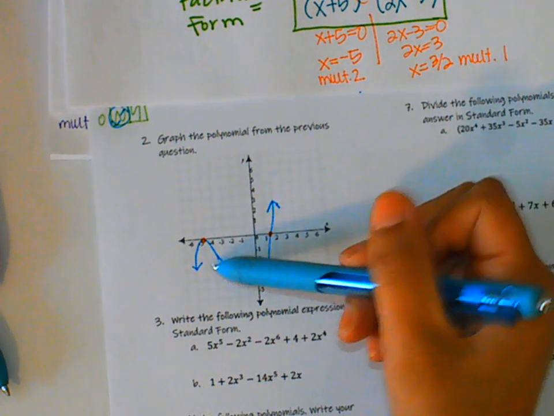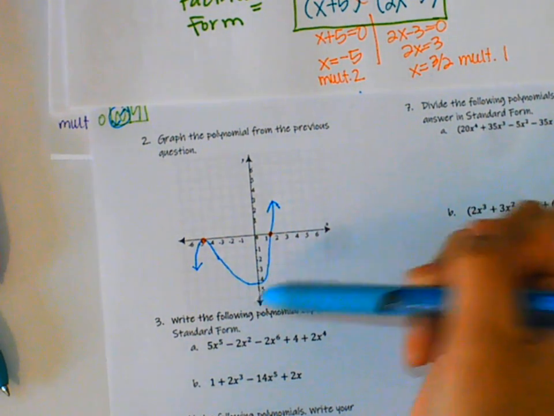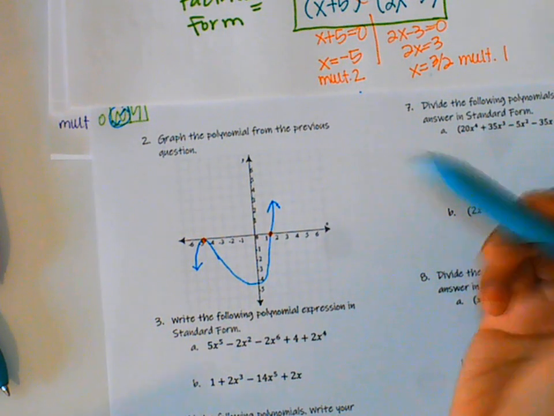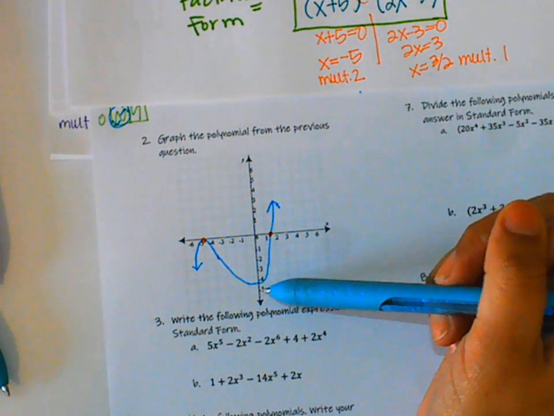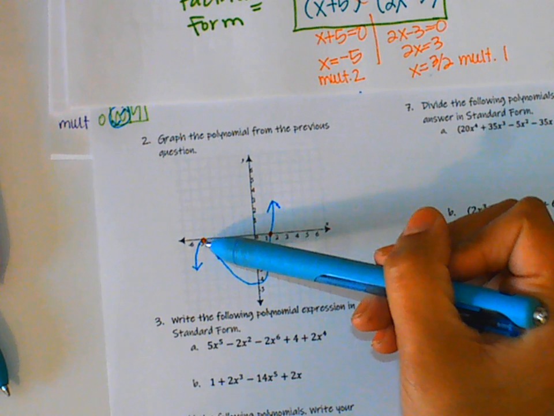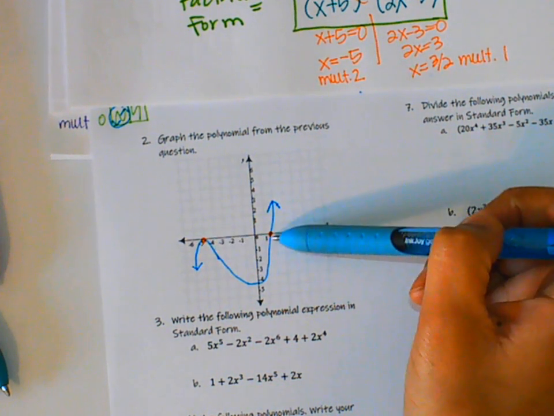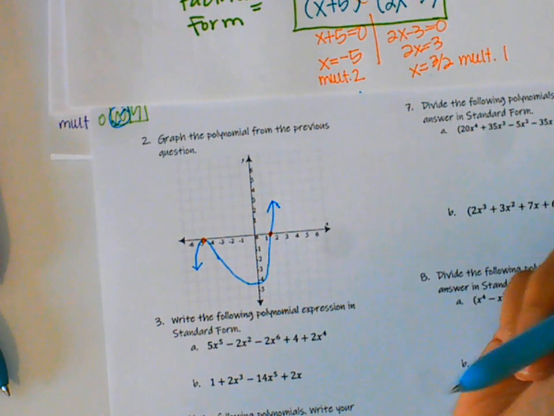Remember your little mountains, so this dip could go as low as you want it to. We're not being very specific with that, but this point has to bounce back at the -5, and this one goes straight through at the 1.5.